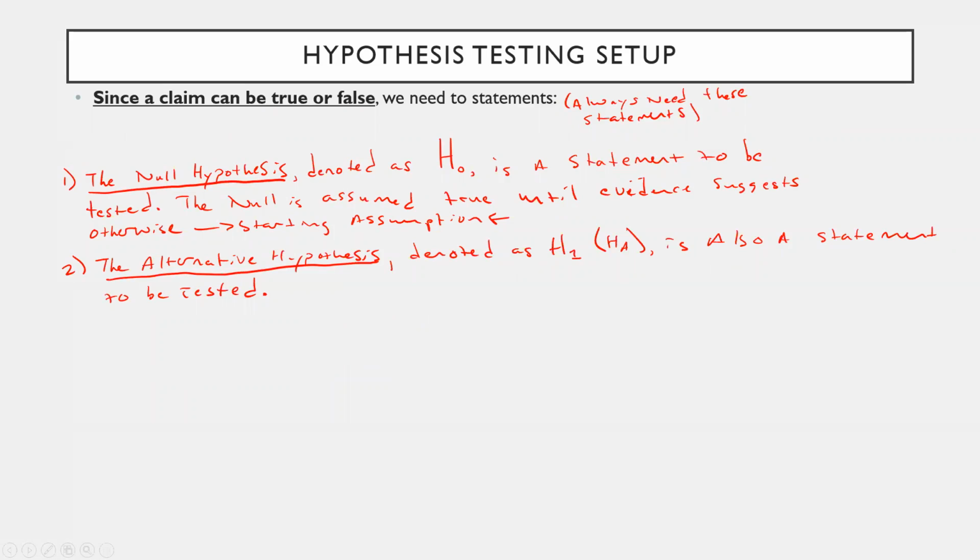So this is also a statement to be tested. The thing about the alternative hypothesis is we are looking for evidence to support the alternative. We start with some assumption, that's our null hypothesis, and then we're looking for evidence to support some other claim, which we call the alternative.